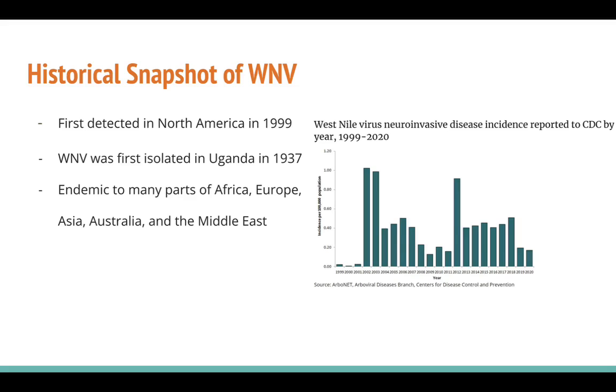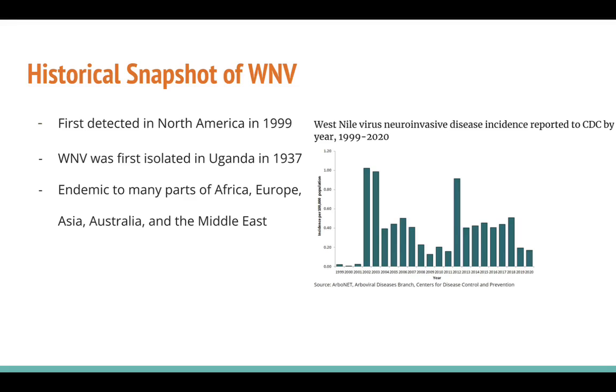West Nile virus was first isolated in Uganda in 1937 and has since become endemic to many parts of Africa, Europe, Asia, Australia, and the Middle East. Pictured here is a graph demonstrating the West Nile neuroinvasive disease incidence reported to the CDC from the year 1999 to 2020. As you can see, the numbers, although fluctuating, are still indicative of an ongoing issue.